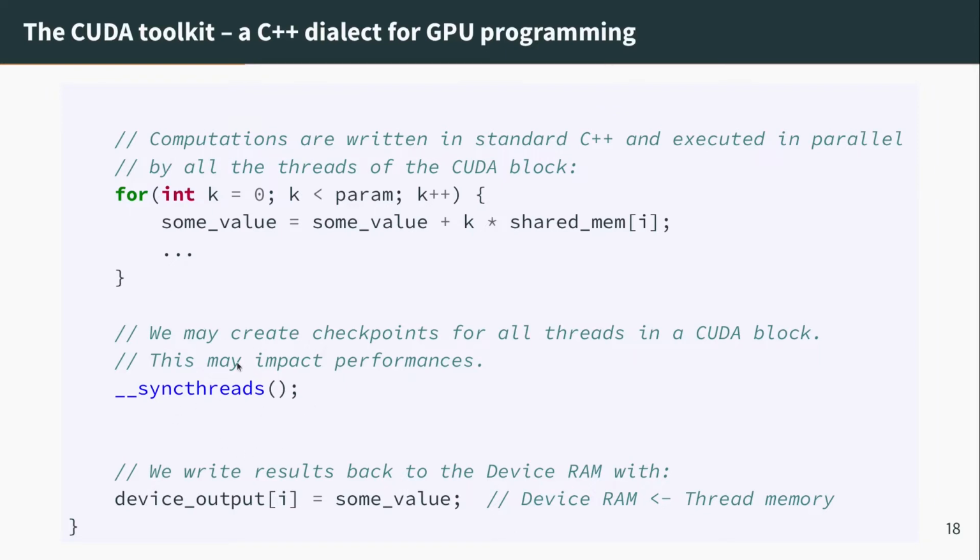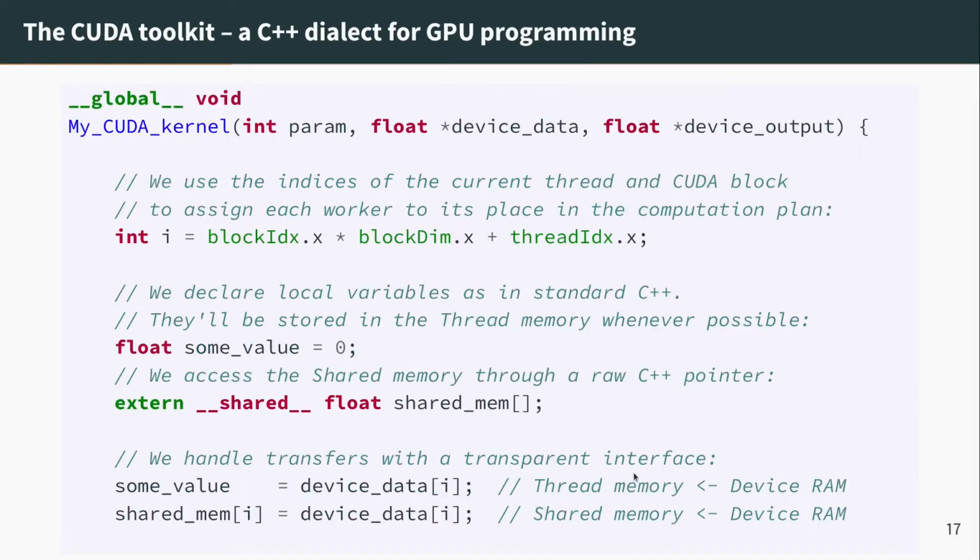Basically, once you've done your computations, you can write it back to the device RAM by using this kind of statement. You say device output at location I should be equal to some value. And CUDA understands that this is the type of memory transfer that you want to do. So this is a CUDA kernel. So this is a code that's going to be executed by a block.